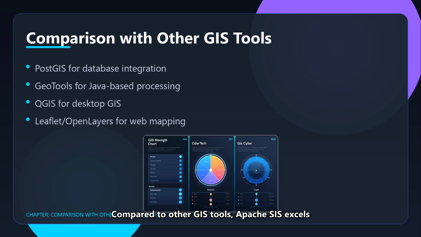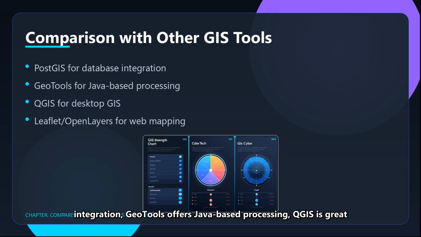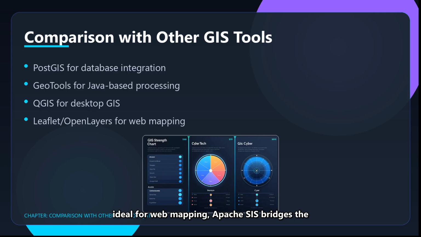Compared to other GIS tools, Apache SIS excels in web-based geospatial processing. While PostGIS handles database integration, GeoTools offers Java-based processing. QGIS is great for desktop GIS, and Leaflet or OpenLayers are ideal for web mapping. Apache SIS bridges the gap with its web-native architecture.